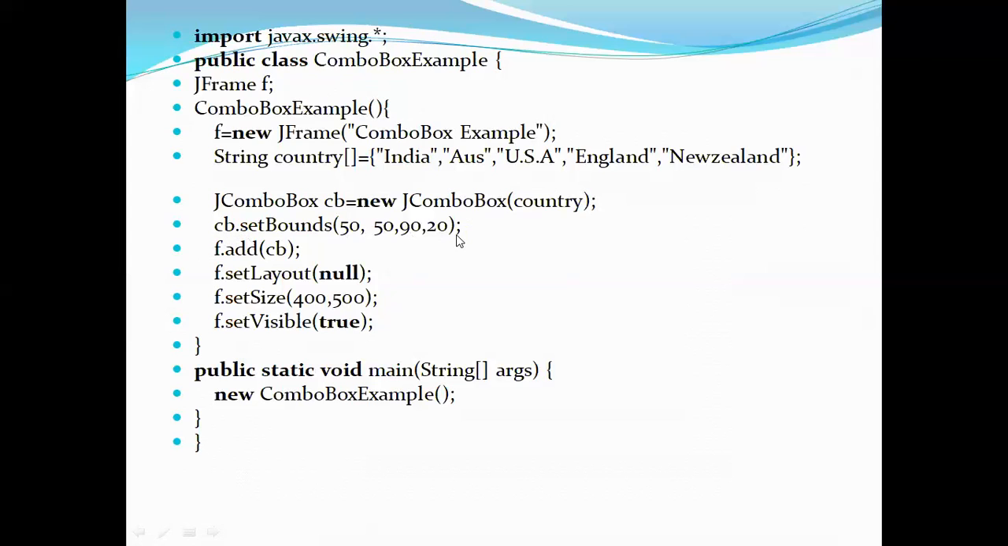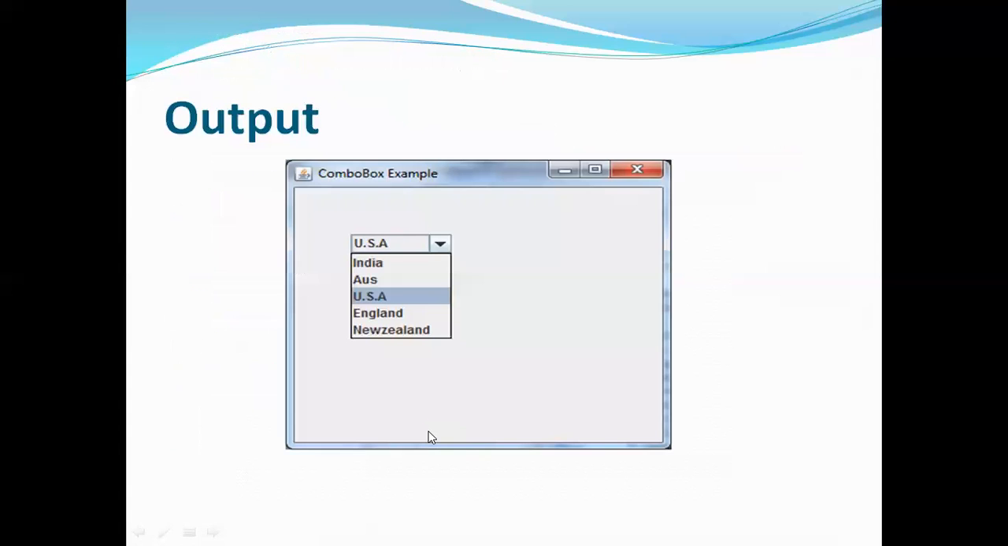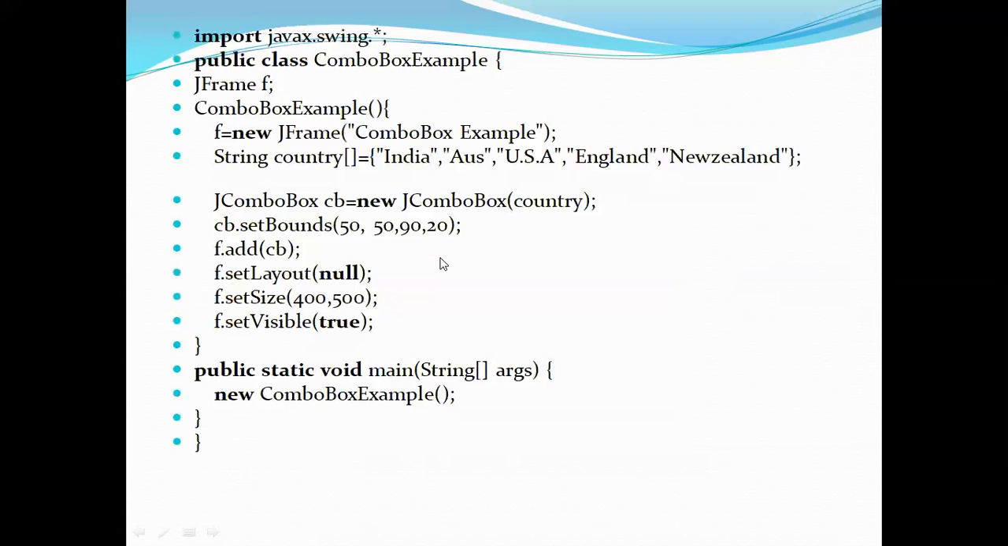Now for the combo box, I'm setting the bounds, and this combo box I'm adding to the frame, layout of frame, size of frame, visibility of frame. So when you are including this country array in this combo box, it means that it will include all of these here. And then I'm creating the object for my main class. So this is a combo box example. Now if you see here, this is the combo box, which shows the country name, and actually shows a drop down menu here. If I click that, it will show you the list of countries, and if I select one of them, it will be enabled here. So that's the speciality of combo box.